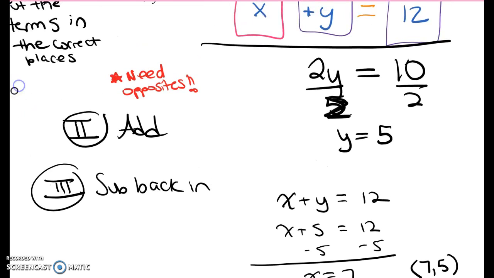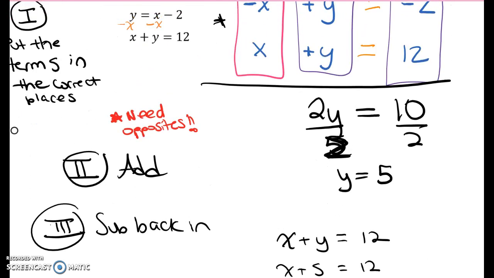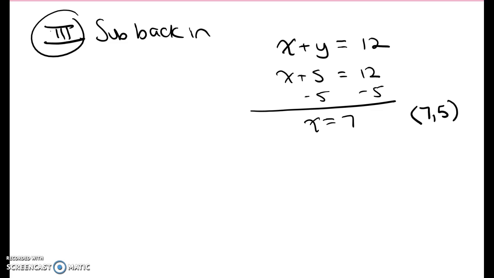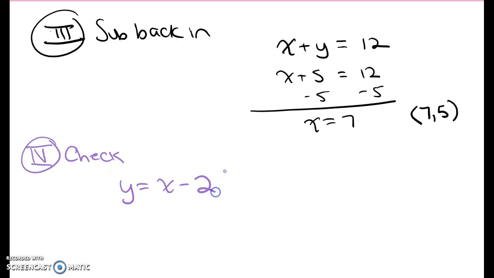And then just to check, I want to check it in this original equation here, just to be sure. y equals x minus 2. Check, right? y equals x minus 2, so 5 equals 7 minus 2. Oh, hey, that works. I'm so happy.